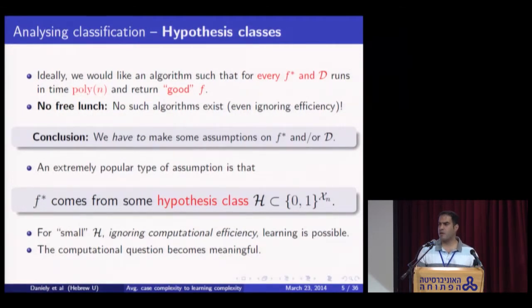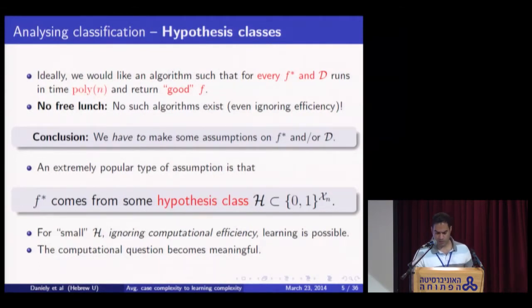And our only assumption is that the learned function f star comes from this class. Okay, we make no assumption on the distribution D. And we assume that the function f star comes from the class H. And the point is that if H is small enough, then at least if we ignore computational efficiency, it is possible to learn a function from this class. And the computational question whether we can do that efficiently becomes meaningful.